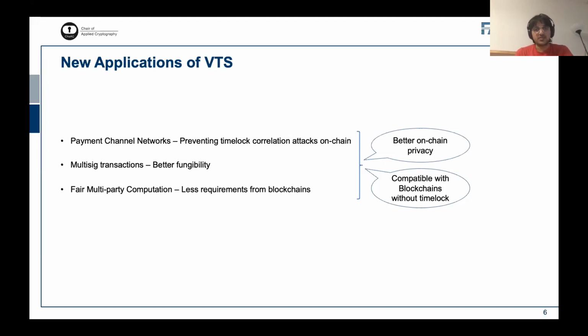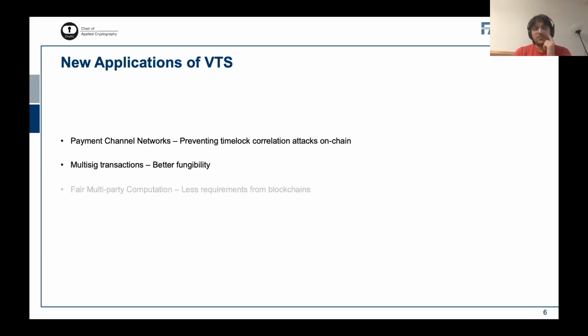So that's fungibility. And one popular application of blockchains or Bitcoin is that of fair multi-party computation. And here we show that you can actually do fair multi-party computation with many blockchains, because the requirements from the blockchains become less if you use VTS. Okay, so in this talk, I will mainly focus on the first two, the payment channel networks and multisig transactions.